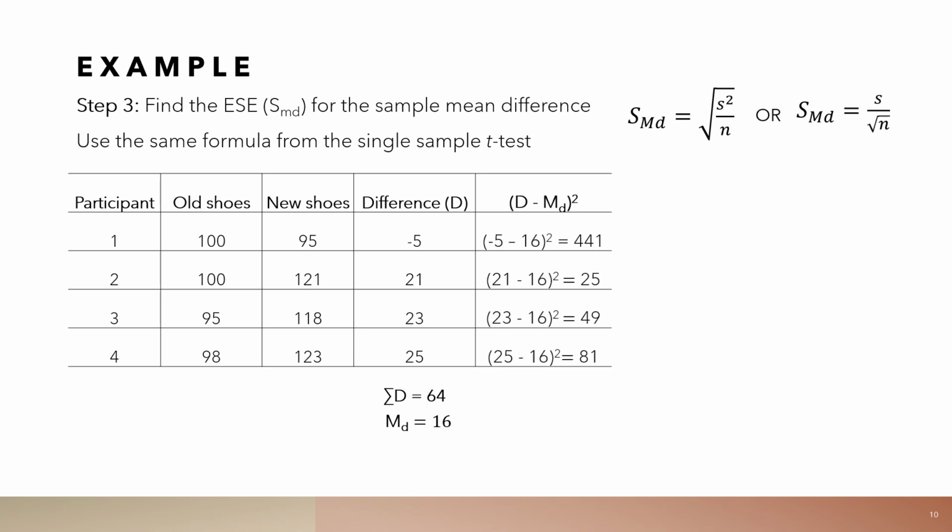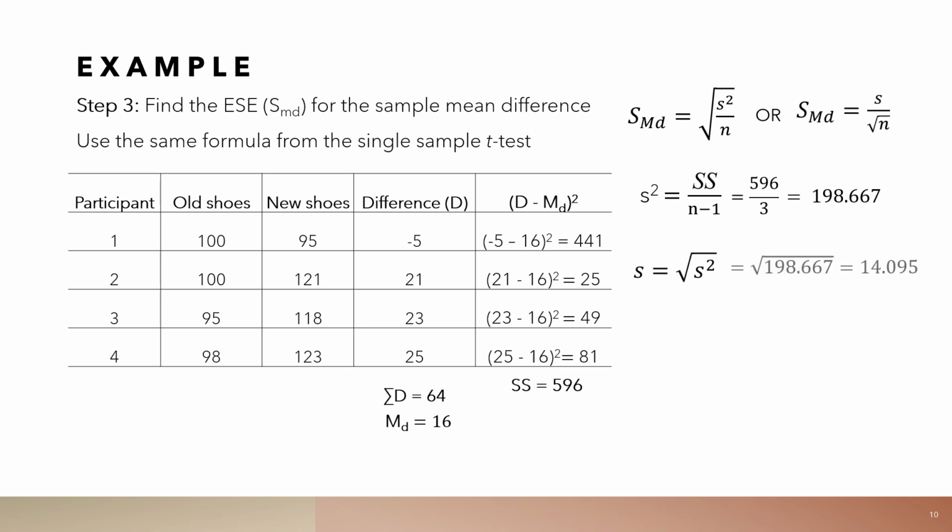Subtracting the mean difference from each score and then squaring it, we get 441, 25, 49, and 81, which total to 596. As a reminder, the sample variance equation is the sum of squares divided by n minus 1. So 596 divided by 3 is 198.667. Taking the square root of that, we get 14.095.